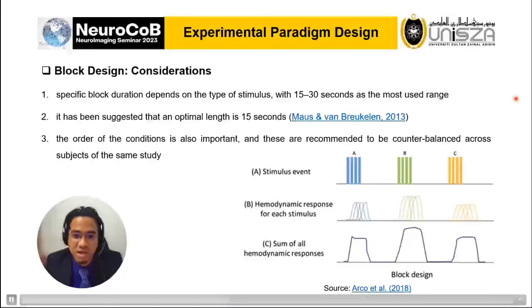Another thing we should consider is the order of conditions. It is recommended for researchers to counterbalance conditions across subjects of the same study. What is meant here is that if we have two groups of participants, the number of condition A and condition B should somehow be similar in both groups.